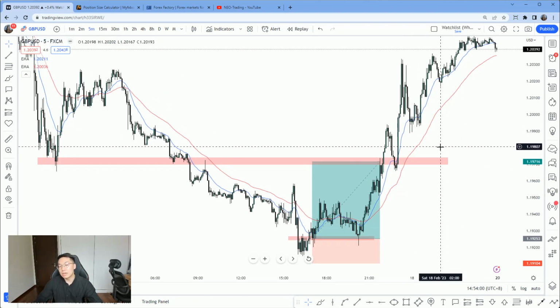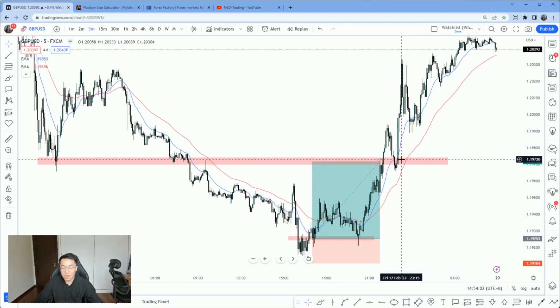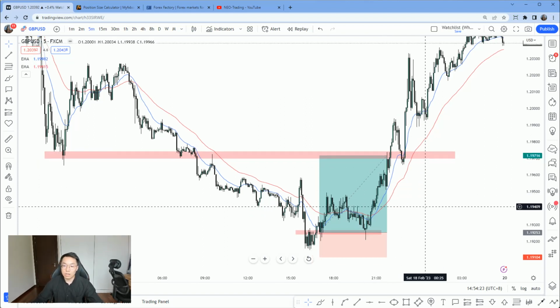Honestly speaking, I would have entered this trade if it wasn't a Friday night. I don't like to go for this kind of aggressive entry. I don't like to take any new setup after 10 p.m. on Friday. In Malaysia time, 10 p.m. is about mid New York session. I don't like to take them. It's within my principles, within my rules. So it is what it is.